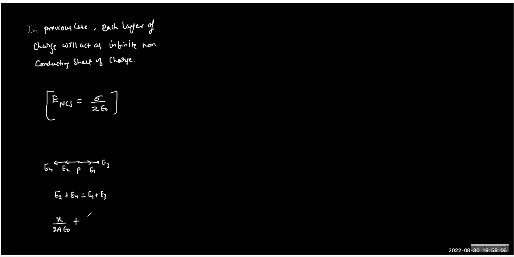The E4 is how much? Q2 plus X upon 2A epsilon not. Very good. So the denominator will cancel out as such? Of course it cancels. Yes. So next time we can write just the charge. What is E1? Q1 minus X upon 2 epsilon. What is E3? X upon 2 epsilon. So this will, of course, cancel out. X will also cancel out.